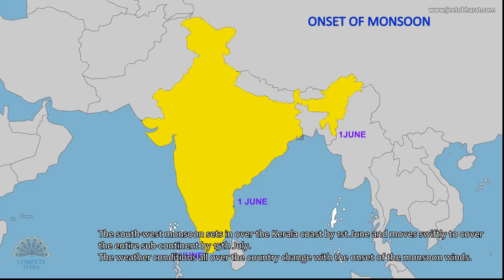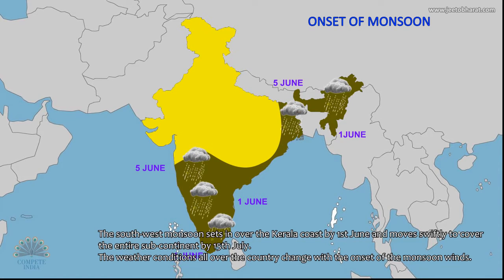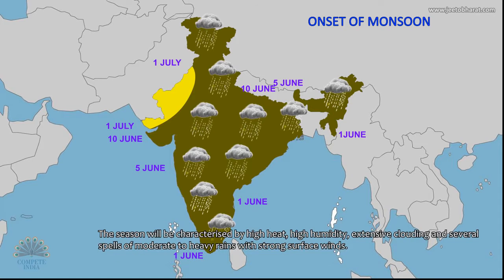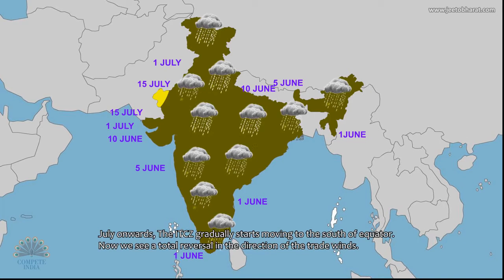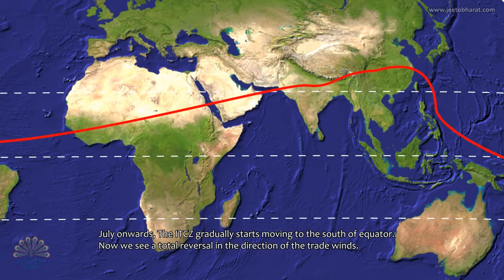The southwest monsoon sets in over the Kerala coast by 1st June and moves swiftly to cover the entire subcontinent by 15 July. The weather conditions all over the country change with the onset of the monsoon winds. The season is characterized by high heat, high humidity, extensive clouding, and several spells of moderate to heavy rains with strong surface winds. The ITCZ gradually starts moving to the south of the equator.